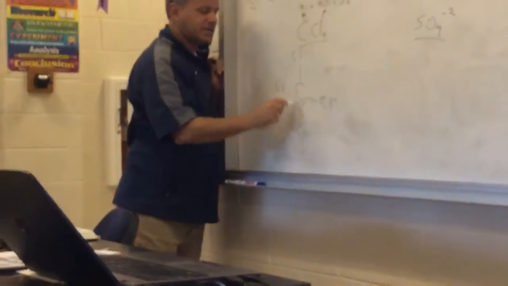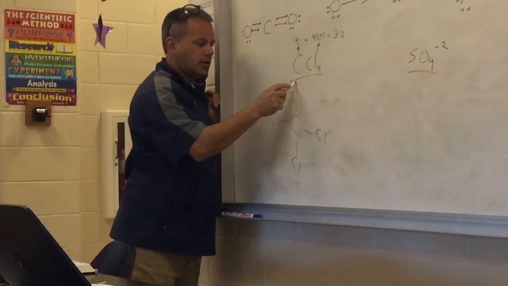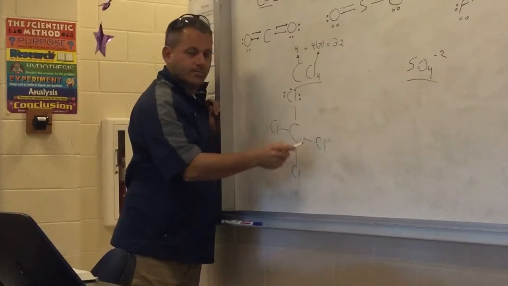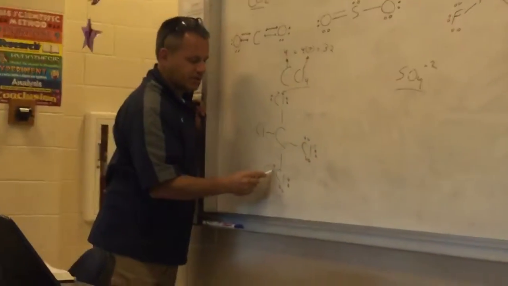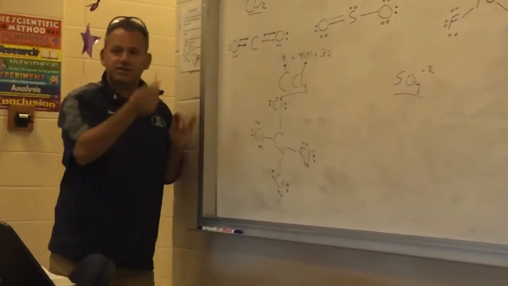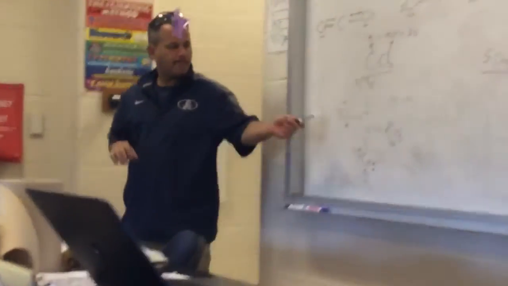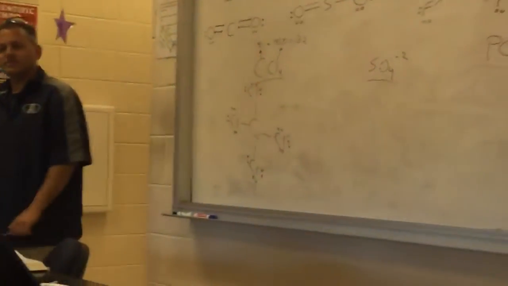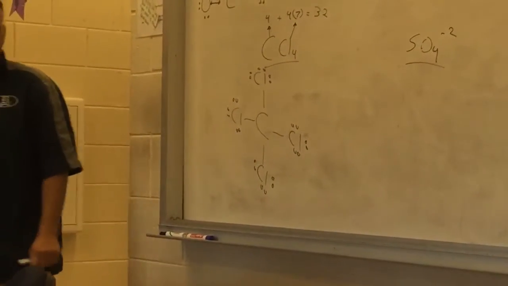2, 4, 6, 8. Start from the outside in. 10, 12, 14, 16, 18, 20, 22, 24, 26, 28, 30, 32. Does everyone have 8? Are we surrounded by 8? Everybody? Yes, we do. That's it. See that? Yes, you do.